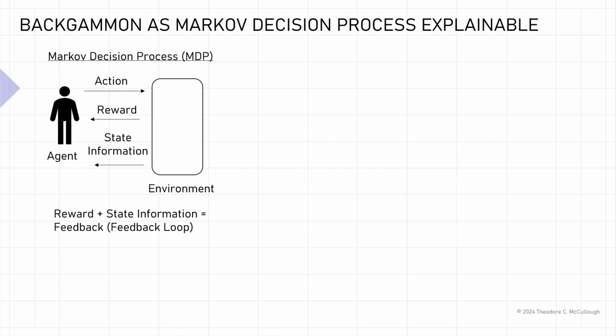To understand temporal difference learning in TD-Gammon, it's first necessary to understand that backgammon is a Markov decision process explainable game. A Markov decision process, or MDP, is one where an agent engages in actions and in return receives rewards and state information regarding the environment in which these actions take place. The reward and state information constitute a feedback loop.